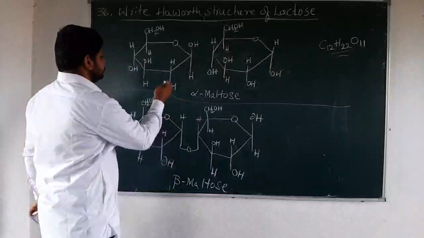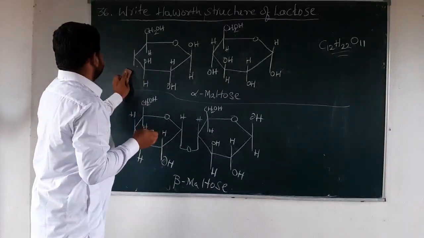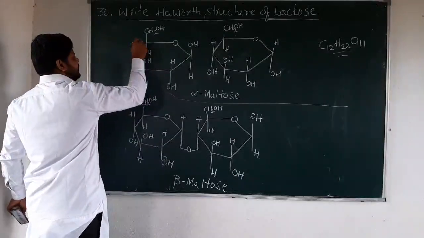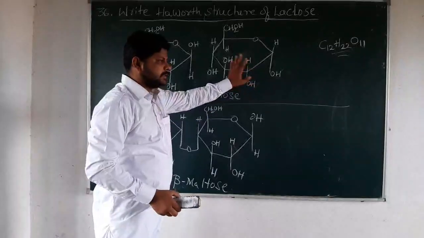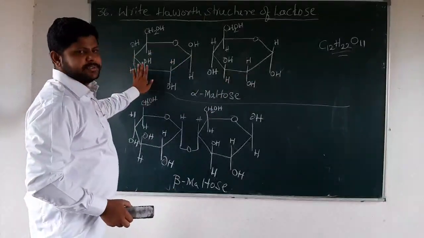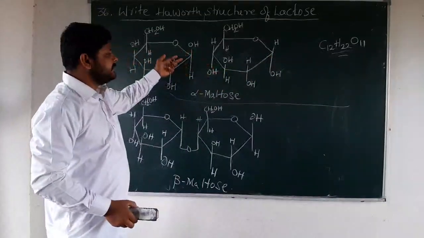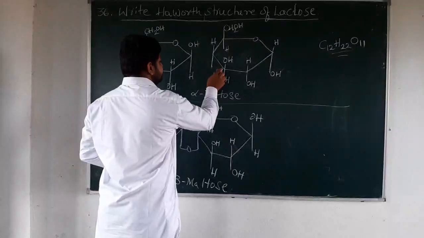Okay. Now, this is same, this is same. Here there is a shift. It is like same here. OH and H. This is glucose and this is galactose. By seeing this, this is alpha glucose and this is beta galactose. Join these two things.